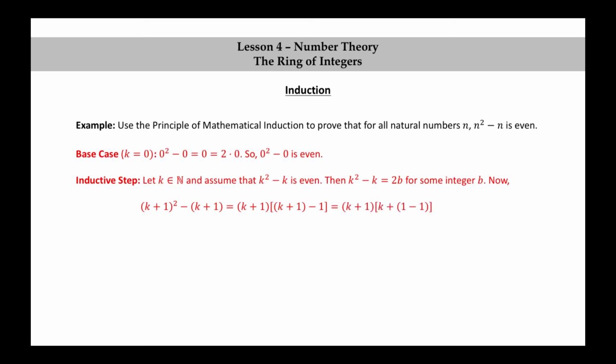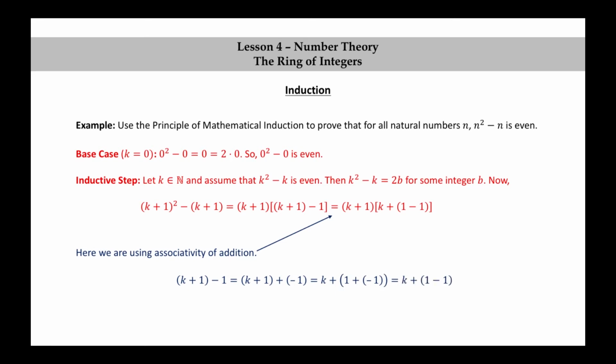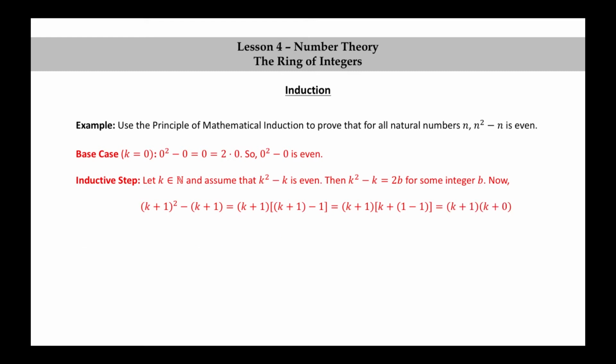Okay, next step is we rewrite k plus 1 minus 1 as k plus (1 minus 1). And here we're using associativity of addition. We have (k plus 1) minus 1 is equal to (k plus 1) plus the negative of 1, which is by associativity k plus (1 plus negative 1), which is k plus (1 minus 1). Okay, next step, we can rewrite 1 minus 1 as 0. And here we are using the inverse property for addition. 1 minus 1 is 1 plus negative 1, which is 0.